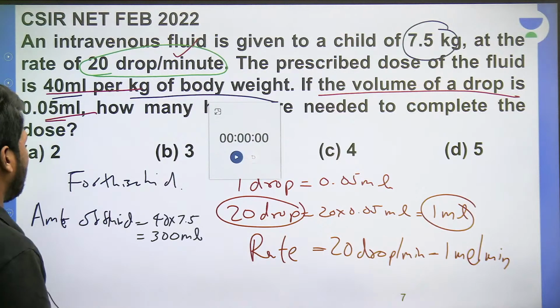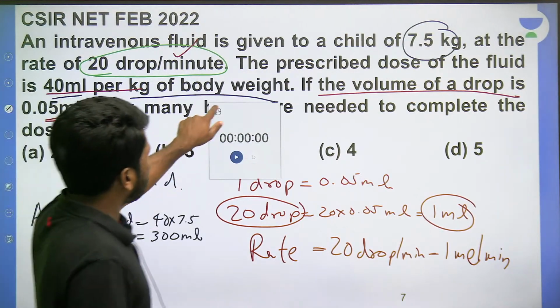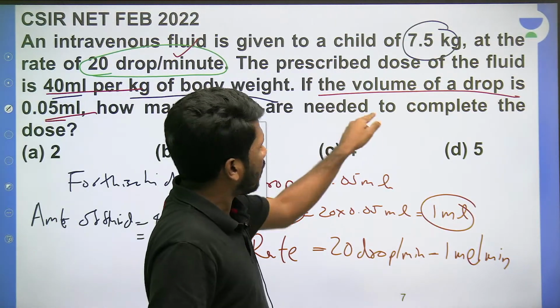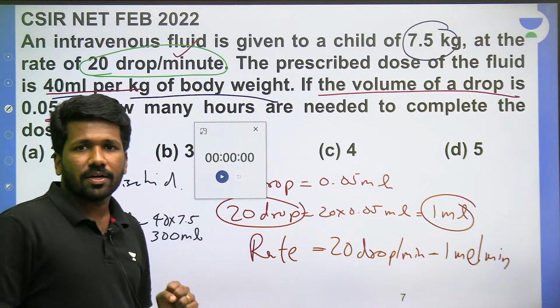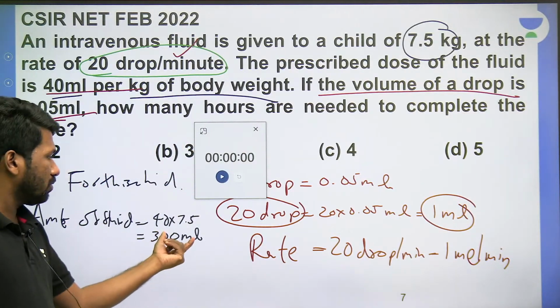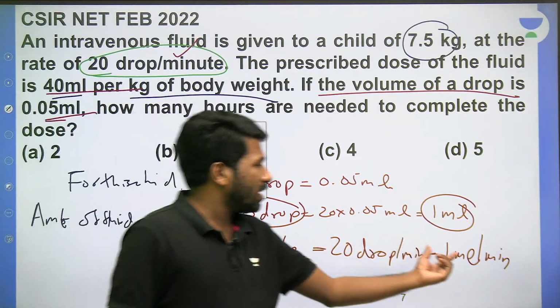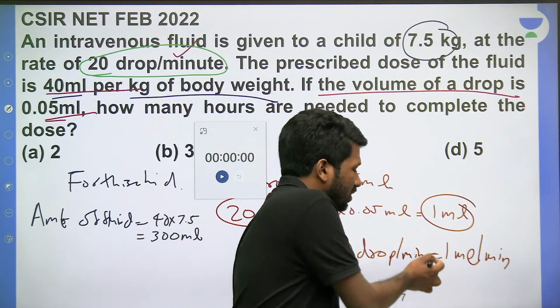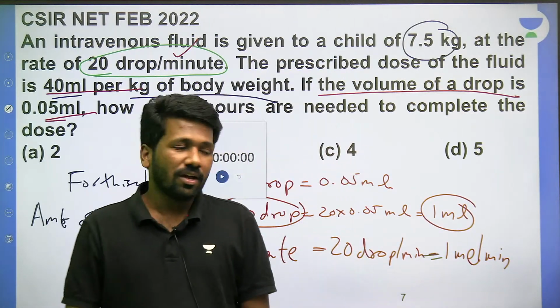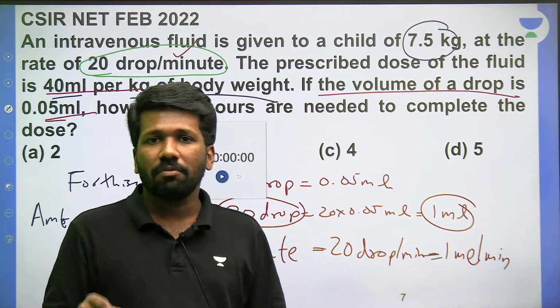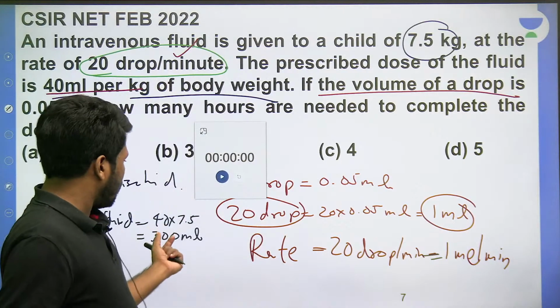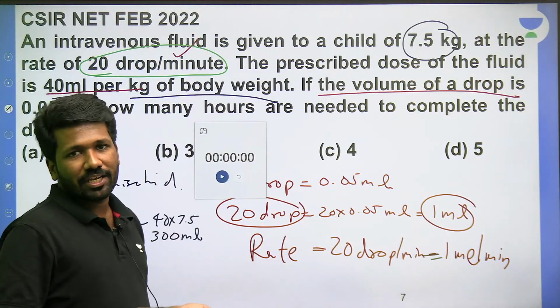300 मिलीलीटर चाहिए. वो 300 मिलीलीटर देने के लिए कितना घंटे लगेगा, how many hours it will take to give this 300 milliliter at the rate of 1 milliliter per minute. That itself finishes the question na. 1 milliliter per minute means 1 minute में 1 milliliter. So 300 milliliter के लिए 300 minutes चाहिए.